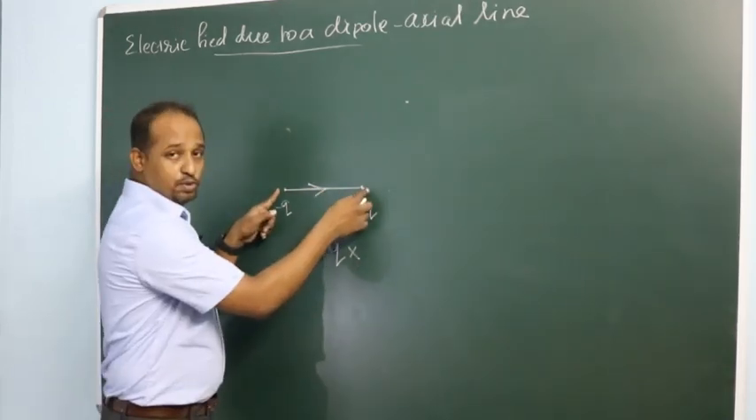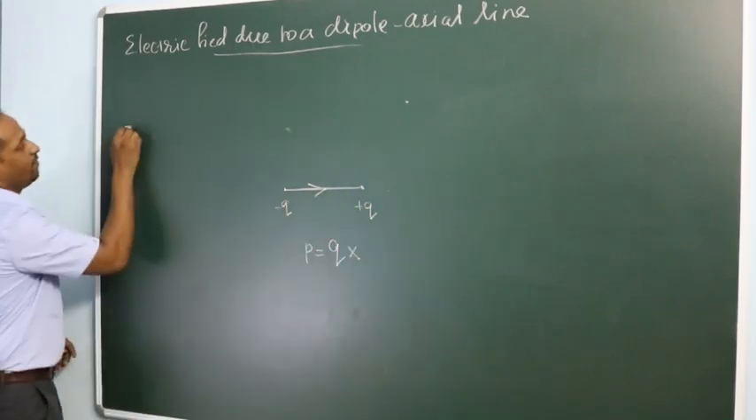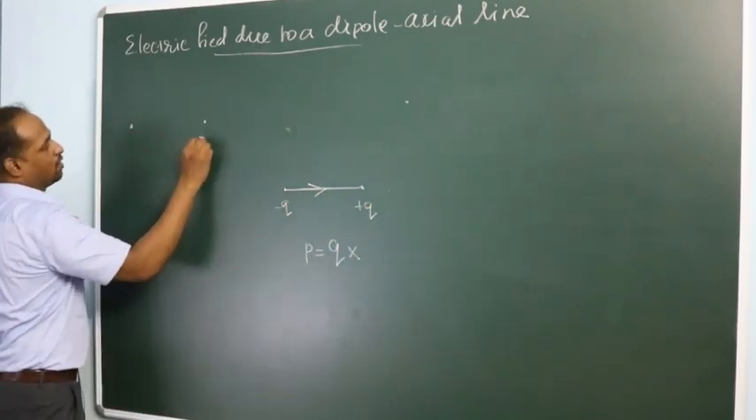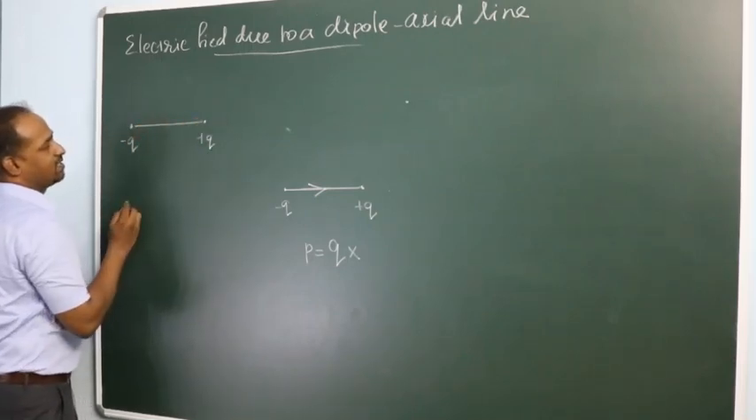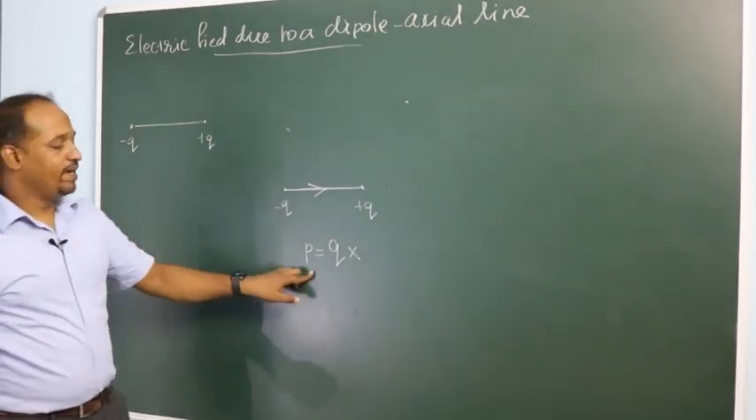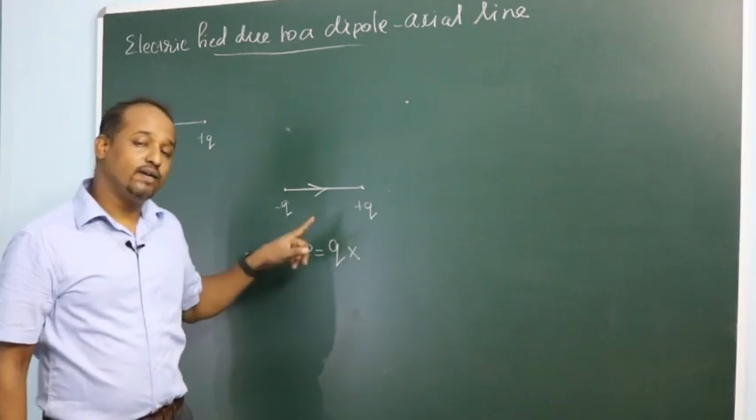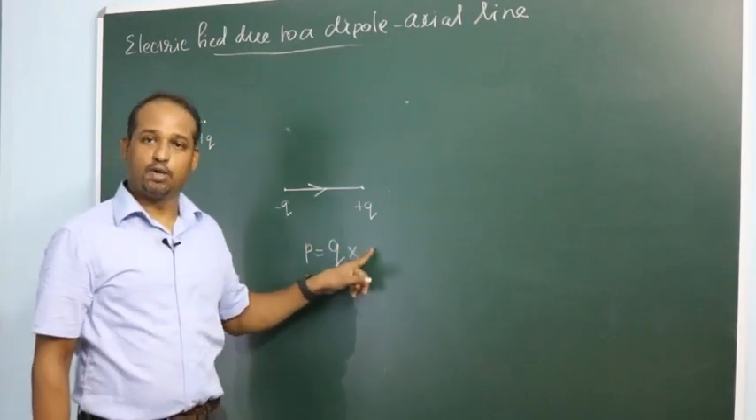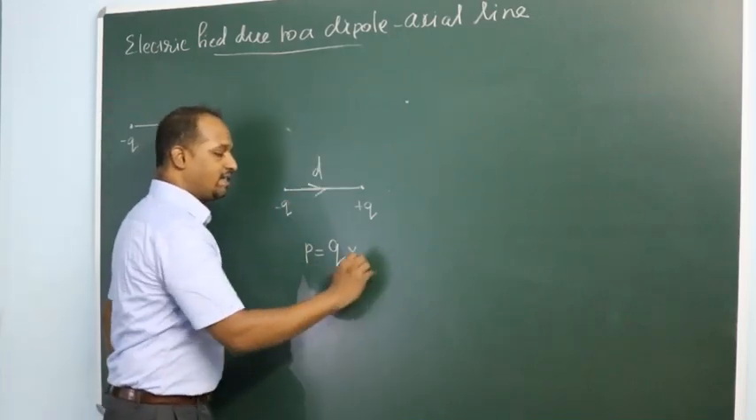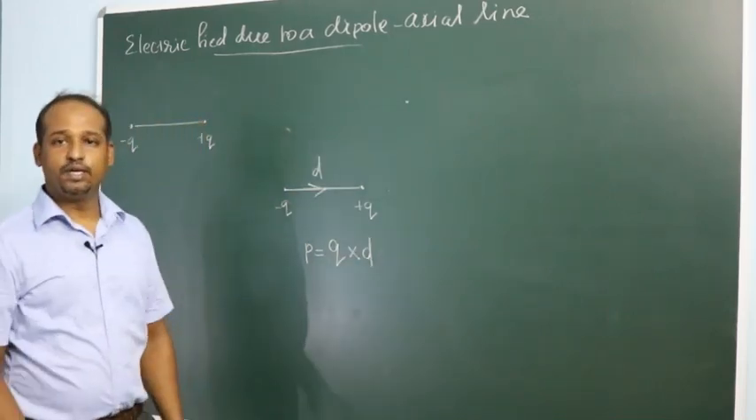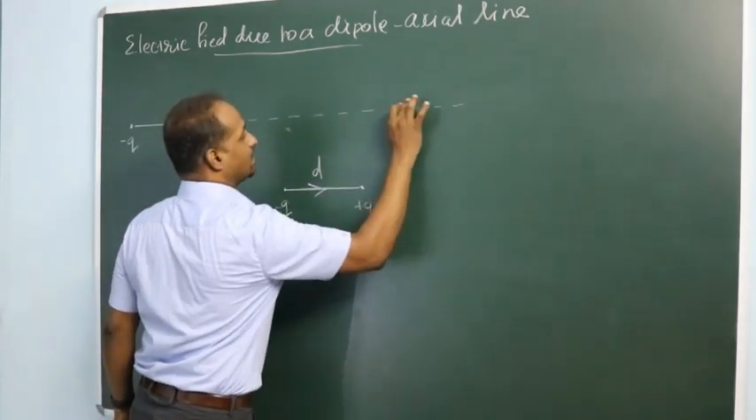The line joining the two charges is called the axial line, and that is what we are going to find out. Suppose we have two equal and opposite charges, one plus q, the other minus q, separated by a small distance. The dipole moment is the value of one of the charges times the distance between them, directed from negative charge to positive charge. Consider the distance as d, then the dipole moment will be q into d. But I want to find out the electric field at a point on its axial line.